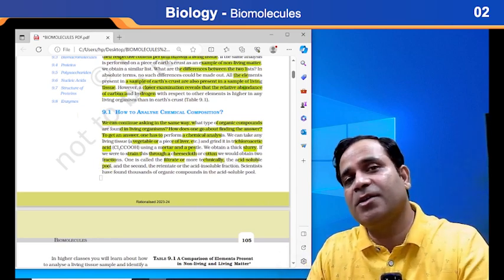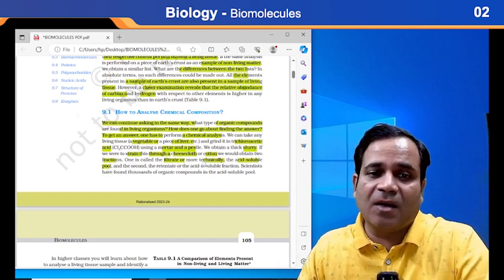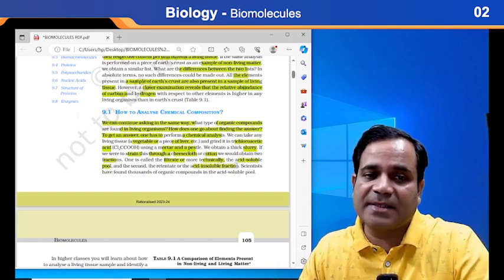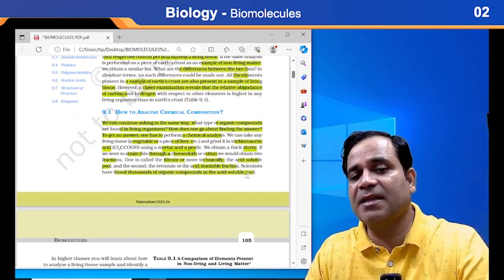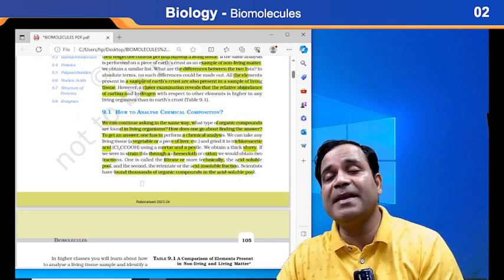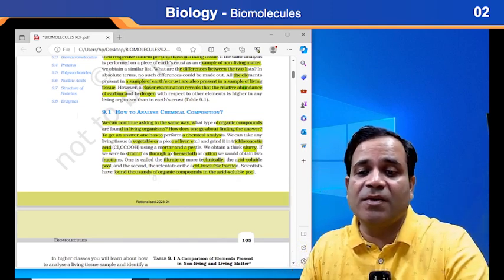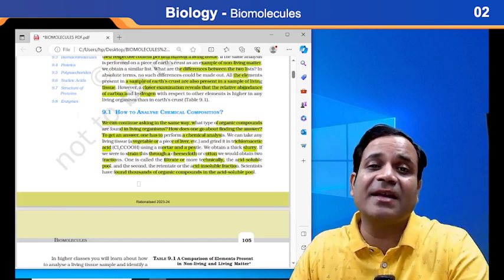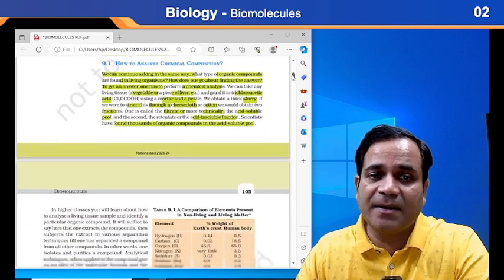See here, there are two types of pool. One is the acid soluble pool, and the other is the acid insoluble fraction. Thousands of organic compounds are found in the acid soluble pool. It means that those organic compounds are easily mixed in a solvent, my dear. Getting my point?